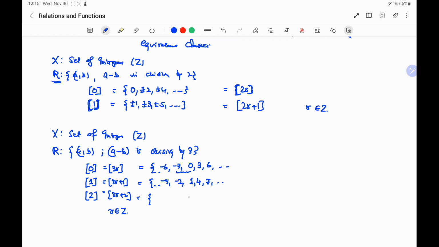Third equivalence class will be related with 2, so the other elements will be 5 by adding 3, then 8, and so on, and previous elements we get by adding minus 3, so it will be minus 1, then minus 4, and so on. So these three are the equivalence classes for the set of integers if the relation is a minus b is divisible by 3. That means this relation subdivides the set of integers into 3 equivalence classes.